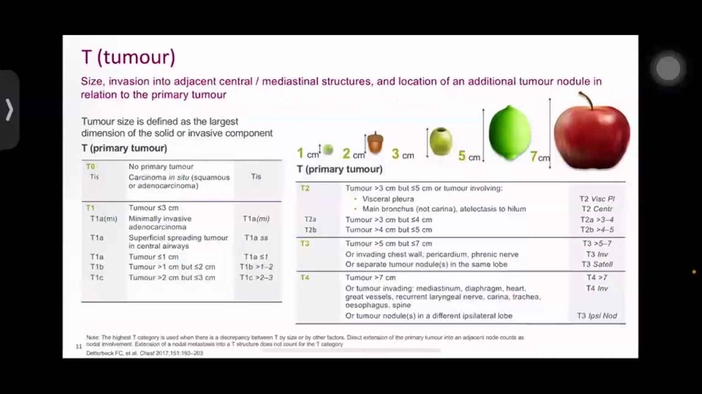So, briefly about the TNM staging. T1 is below 3 centimeters, and T2 is more than 3 to 5 centimeters, or involving visceral pleura or main bronchus, not up to the carina, and atelectasis to the hilum. T3 is more than 5 to less than 7 centimeters, or involving chest wall, pericardium, phrenic nerve, or tumor nodules in the same lobe. And T4 is more than 7 centimeters, or involving the mediastinum, diaphragm, great vessels, recurrent laryngeal nerve, carina, trachea, esophagus, and spine, or tumor nodules in a different ipsilateral lobe.